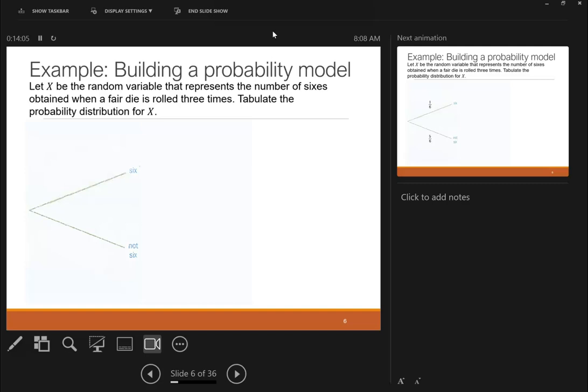Okay, so this first branch represents the first roll, the first dice that's rolled. What's the probability of getting a 6 on that first roll? 1 out of 6. And then not a 6 would be 5 out of 6. Because those two probabilities should sum to 1. Everybody's good? Yeah. Now we're going to add the next branch, which would represent roll number 2.